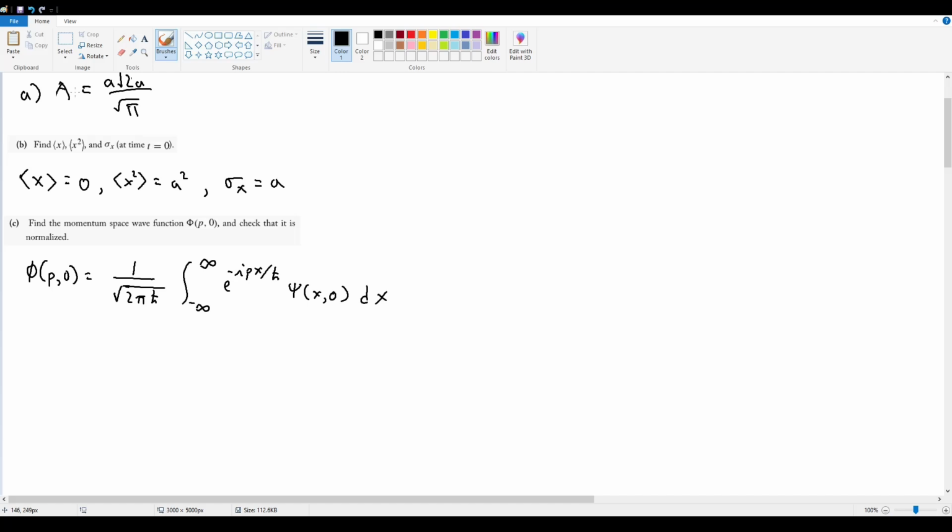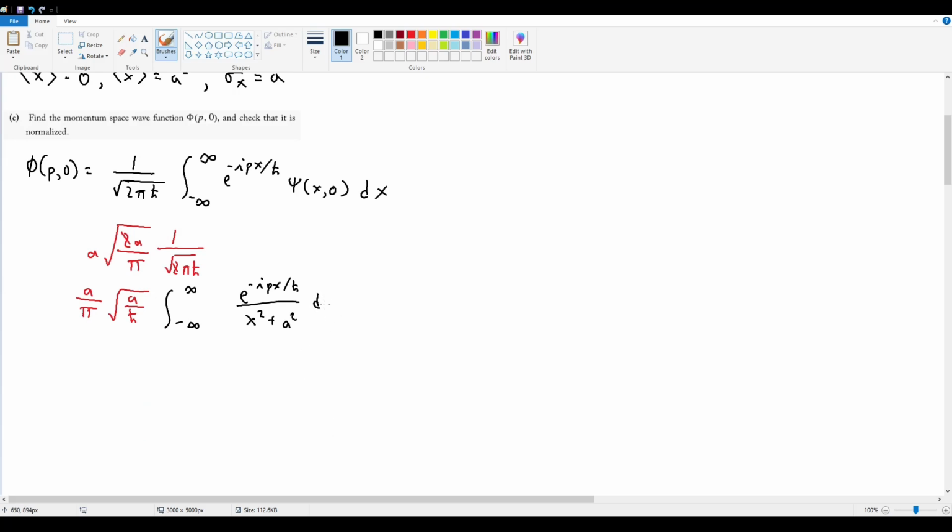So now that we have psi, we plug in the a value at the front, right? So now we have a square root 2a over pi multiplied by 1 divided by square root of 2 pi h bar. And this is going to, let's see, the 2's cancel, the pi's combine, so you have a over pi multiplied by the square root of a over h bar. This is then being multiplied by the integral from negative infinity to infinity, now of e to the negative ipx divided by h bar over x squared plus a squared.